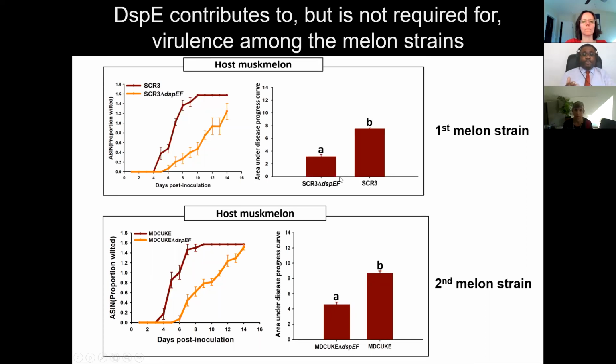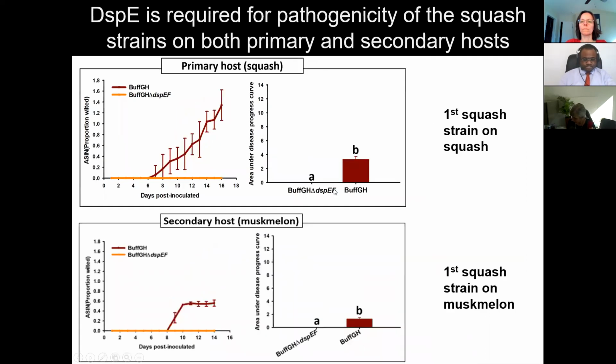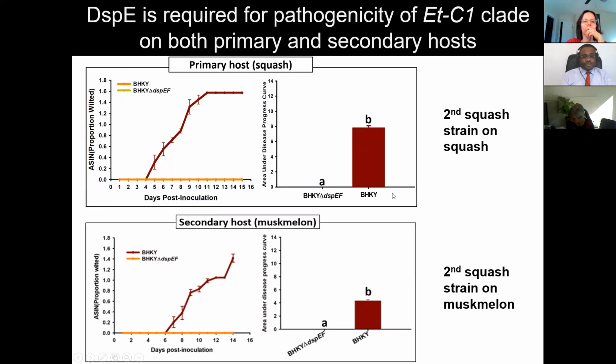The remaining virulence demonstrates that DspE is not absolutely required for the virulence of the strains. Actually, this was predicted because of the contribution of DspE family members to the pathogenicity of many plant pathogenic bacteria. Surprisingly, this rule was different among the squash strains, as the loss of dspE completely eliminated wilt induction on both the primary host squash and the secondary host muskmelon. And this is the first squash strain, and we also found the same thing in the second squash strain.